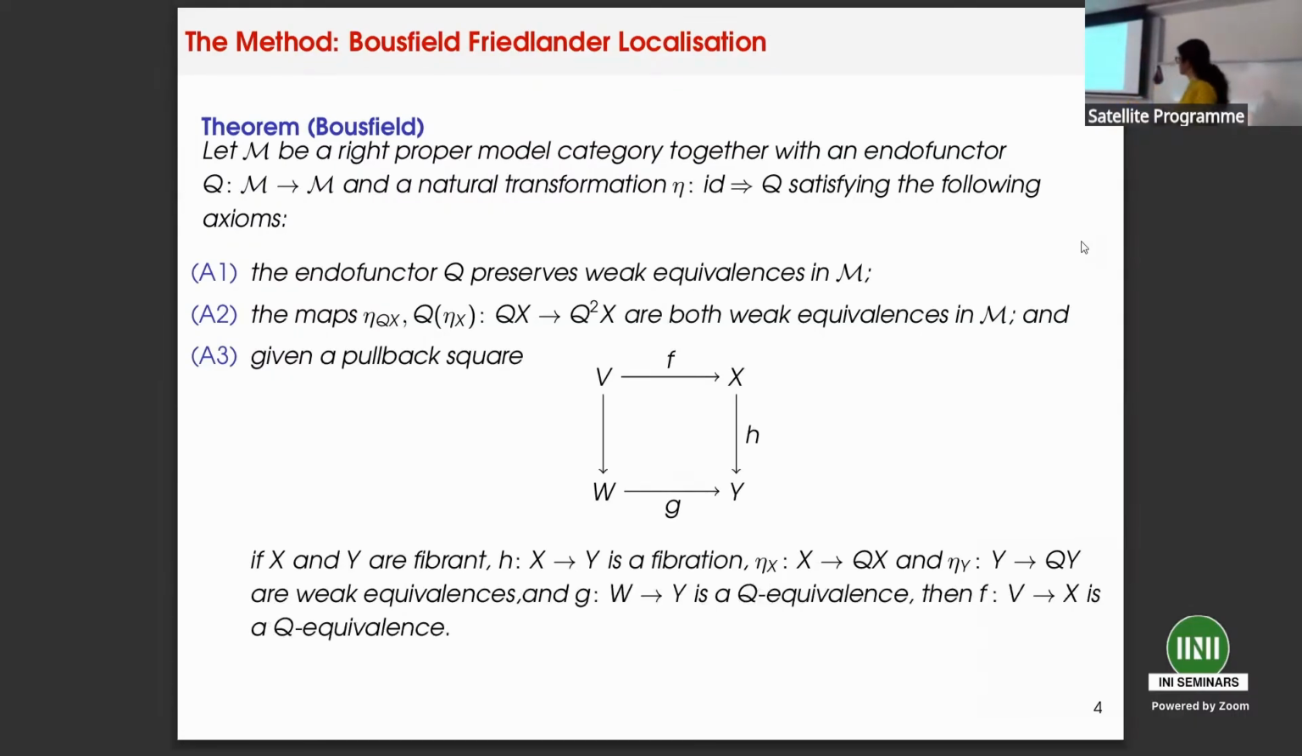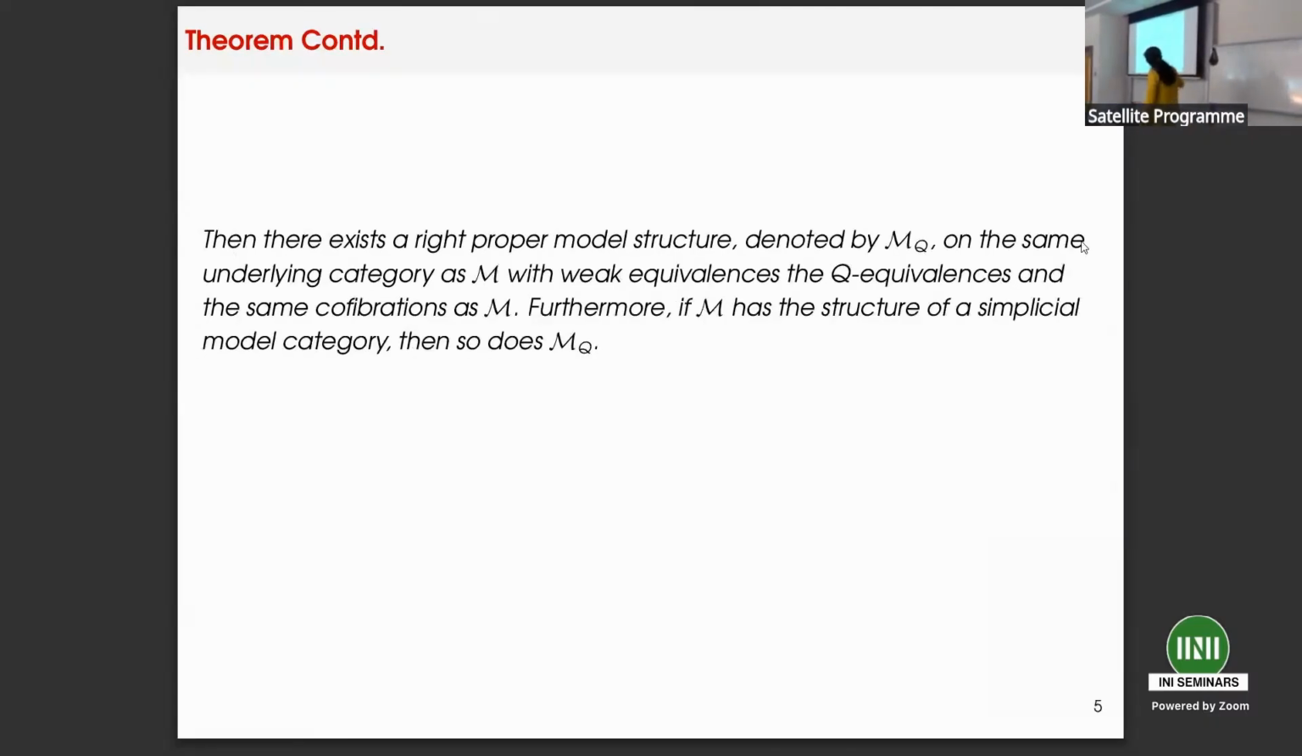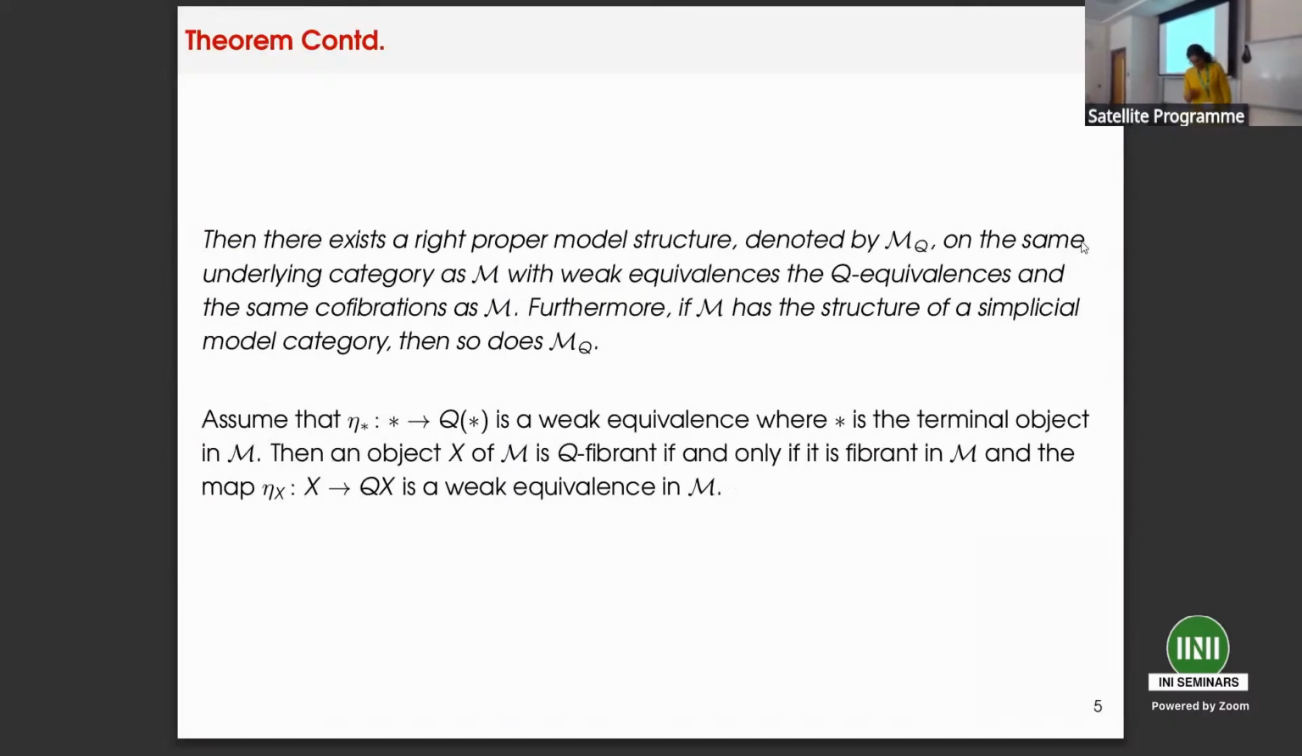But the consequence is that if all these axioms are true, then you get a new model structure on MQ where the weak equivalences are exactly the Q equivalences, which we talked about before. And you have the same cofibrations. And if you started with a simplicial model category, then MQ is also going to be a simplicial model category. The other extra thing that you get is if your functor is nice with the terminal object, then you are also able to completely characterize what the fibrant objects are in your category. By Q fibrant, I mean the fibrant objects in this MQ.